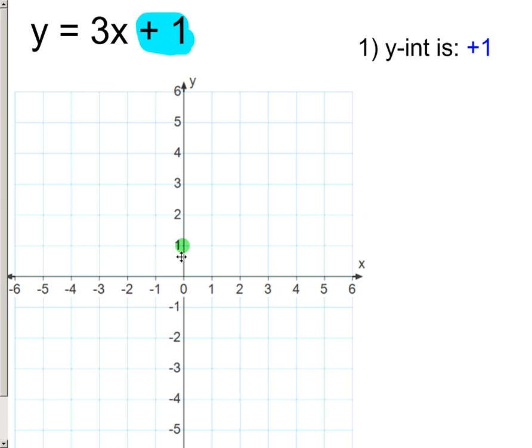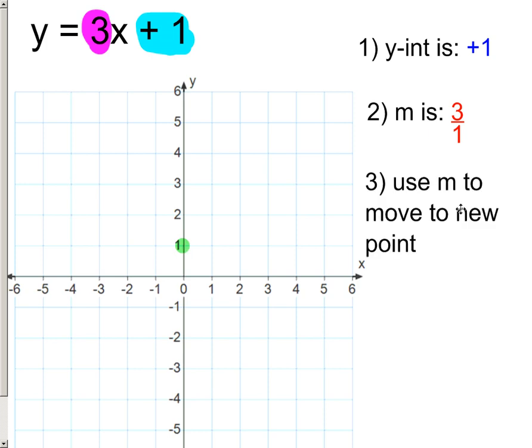Plus 1, plus 1. Now, our slope is 3, and it's not a fraction, so we need to make it into a fraction. How do we make a whole number into a fraction? You just put a 1 under it. And then you're going to use that slope fraction as a moving pattern to move from this starting point. The top number is the 3. And since it's positive, that means you're going to jump up 3 spots. So 1, 2, 3, but don't put a dot there yet. You've got to look at the bottom number of that fraction.